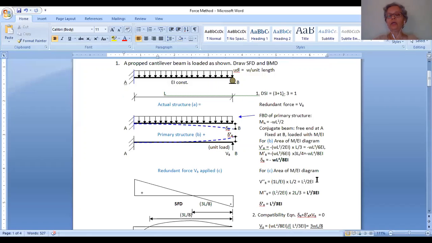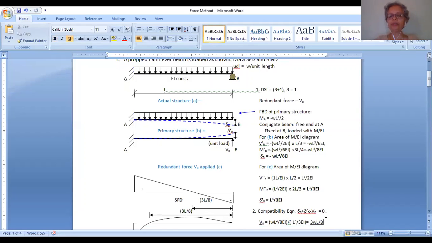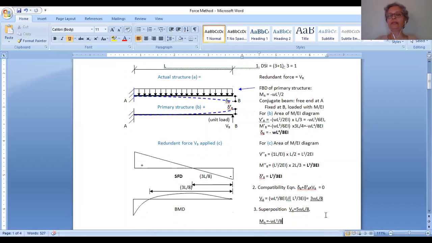It is on the conjugate beam, because there is only one support at the right end. So it is 1 L over EI into L by 2, because it has to be moment over EI diagram. So it is L squared over 2 EI. And then moment is L squared over 2 EI into 2L by 3, so L cube over 3 EI. In other words, the deflection due to unit force which is applied at P comes out to be L cube over 3 EI.